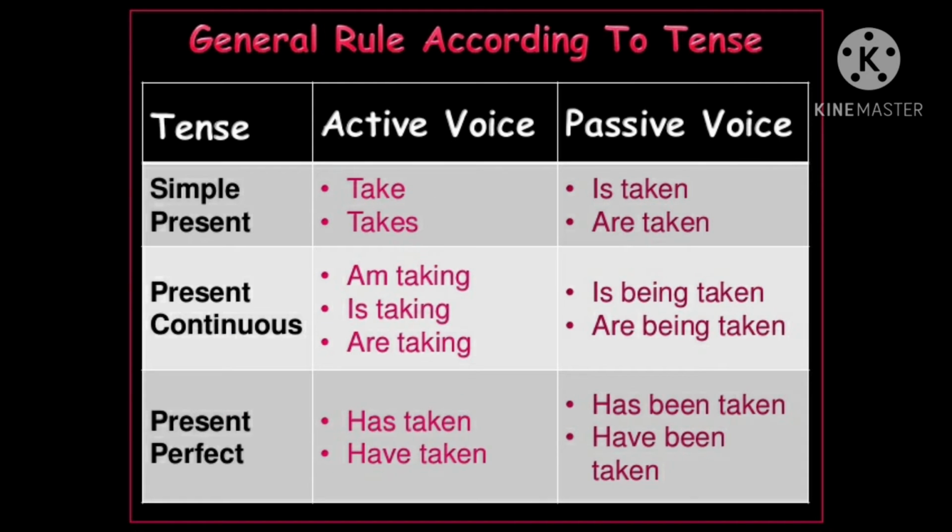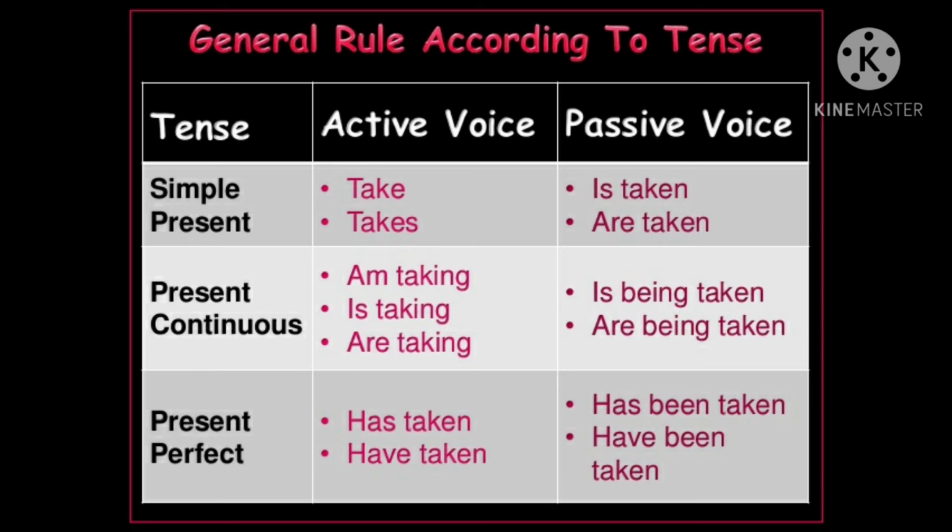Now we'll see the general rules according to the tense. This is very important, children. You have to know it. How will we change the active voice into passive voice, and the tense plays a very important role. So children, in the simple present, for example, if it is written take or takes, it will be changed into is, am, are plus v3, which means taken.